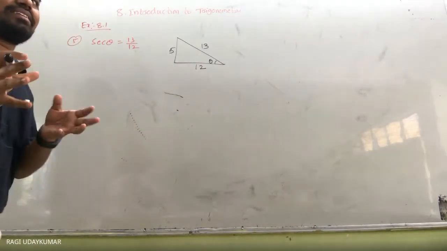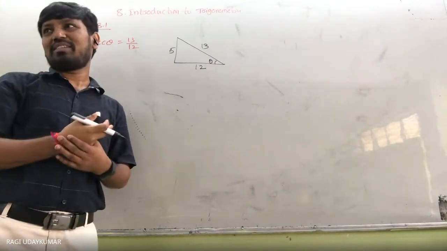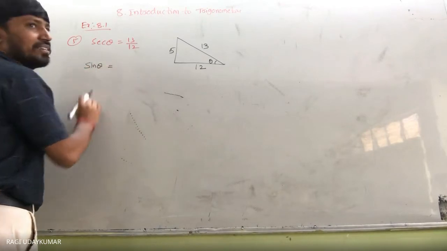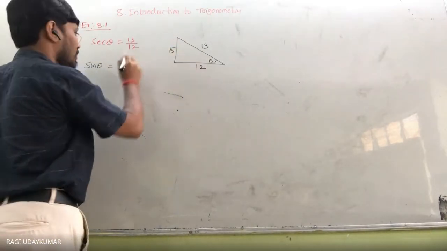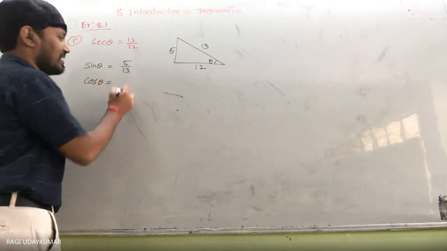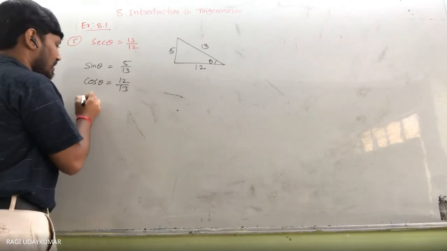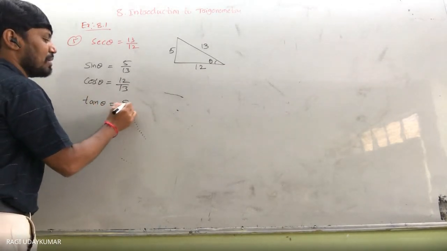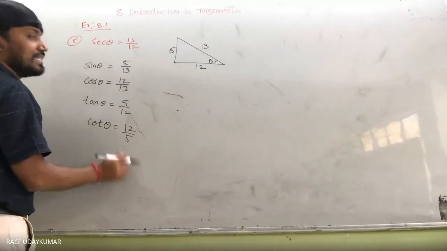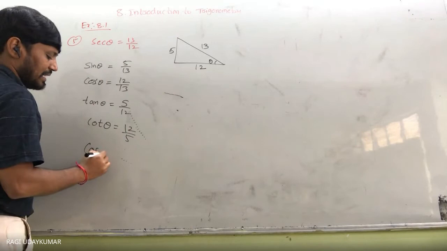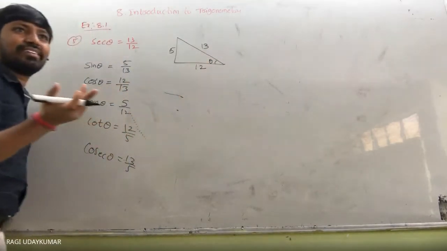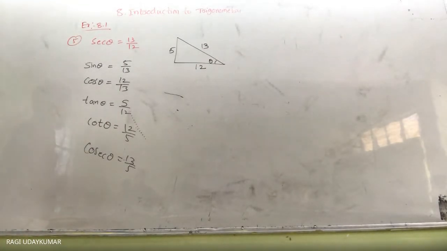I am not explaining this as just an objective type of question. I am explaining this one. So that's why what you do. Now here we need sin theta. Opposite of theta is 5 by 13. Cos theta is 12 by 13. Tan theta is 5 by 12. Cot theta is 12 by 5. Secant already given. Cosec theta is 13 by 5. Done. All the trigonometric ratios we found.